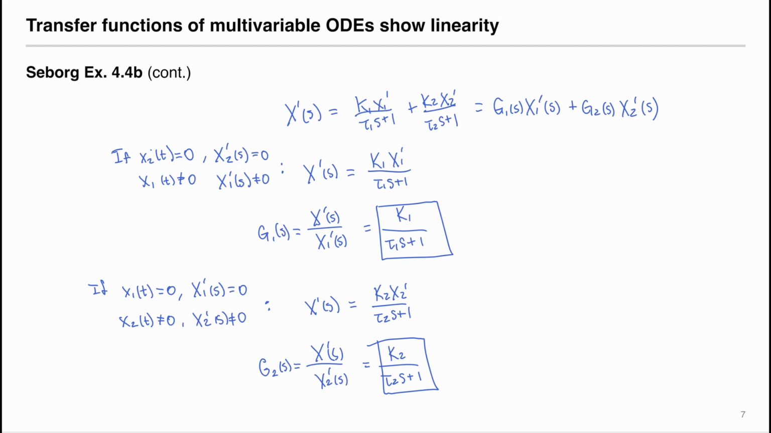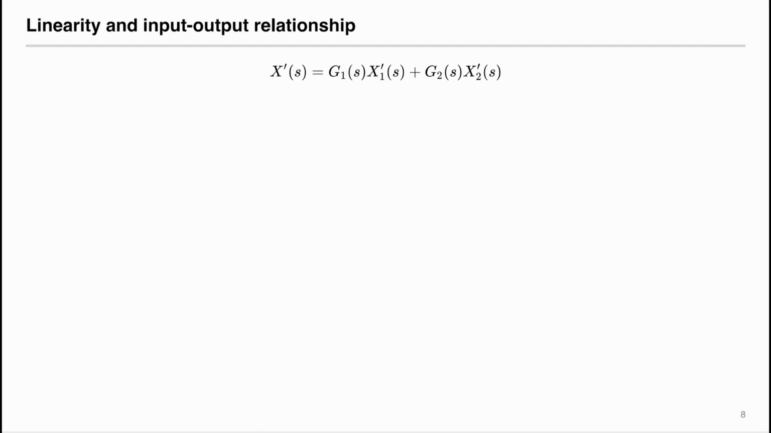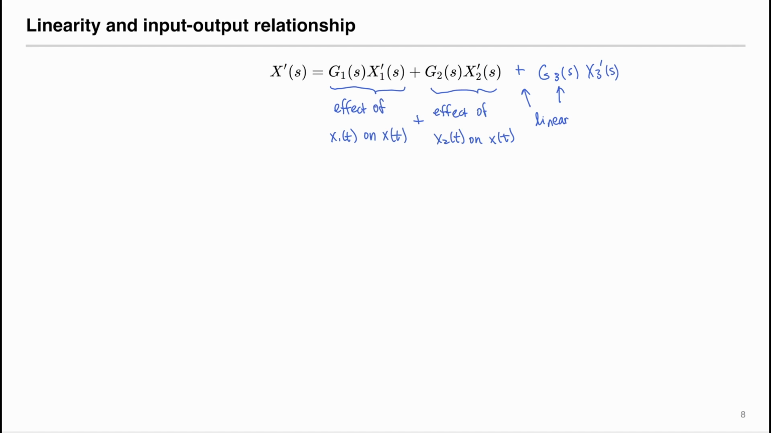And this is a very interesting form. Why do I say it is interesting? I have two comments. The first one is that we can see it is linear. The first term is the effect of X1 of t on the output X of t. The second term is the effect of X2 of t on the output X of t. And they are linearly additive. So if we have a third effect, I can add on the third effect, G3 of s X3 prime of s. And that's why transfer functions are so easy to use. They are linearly additive.